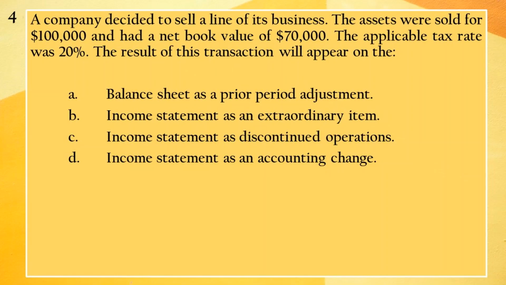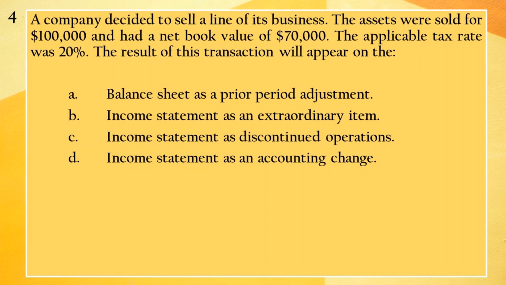Okay. Number 4, a company decided to sell a line of its business. The assets were sold for $100,000 and had a net book value of $70,000. The applicable tax rate was 20%. The result of this transaction will appear on the A, balance sheet as a prior period adjustment, B, income statement as an extraordinary item, C, income statement as discontinued operations, or D, income statement as an accounting change.